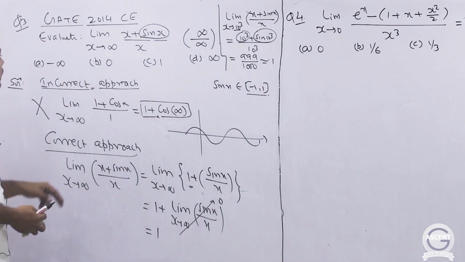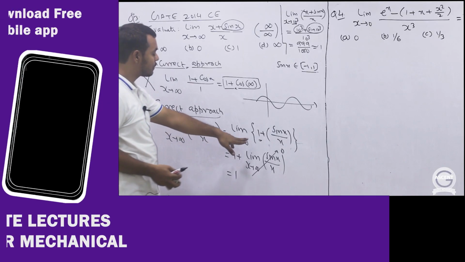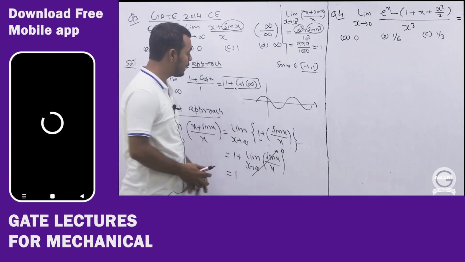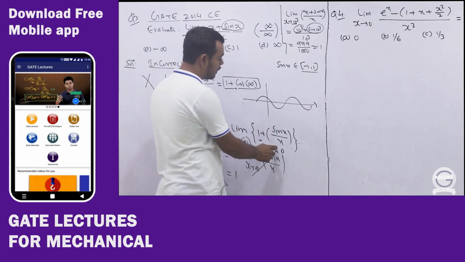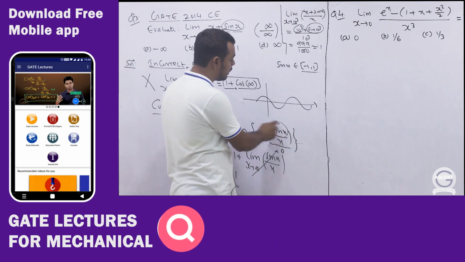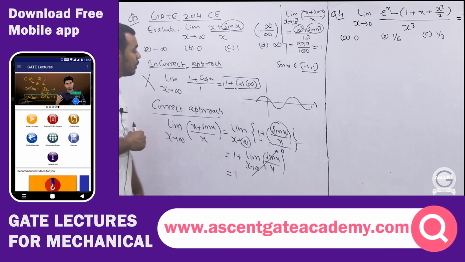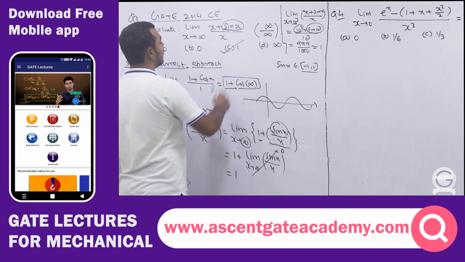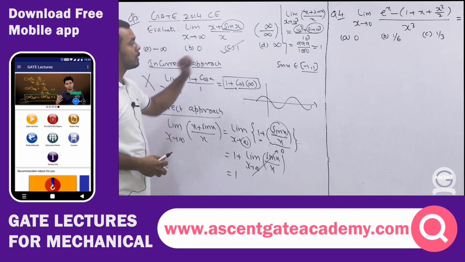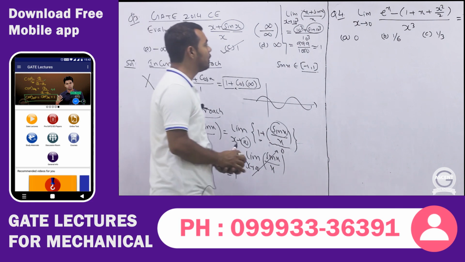So that is the idea behind writing in this form: if I write 1 plus sin x by x, and x is approaching infinity, this term will be 0 because the numerator is a finite number from minus 1 to plus 1. So here the correct answer will be option C. The value of the limit will be plus 1. So this was a good problem.